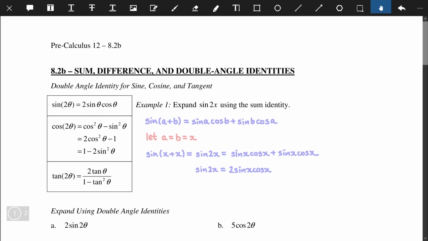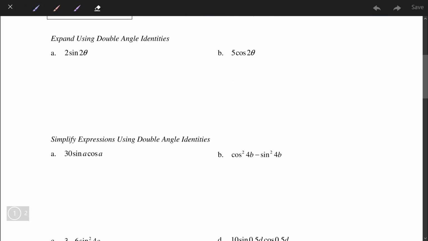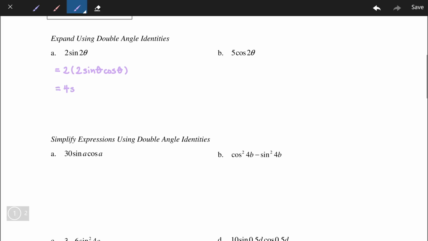So the idea for today is to apply these identities to simplify some, or in some cases expand trigonometric expressions. So for example, here we have 2 sine 2 theta. We know that this is equal to 2, and then instead of sine 2 theta, we can have 2 sine theta cosine theta. And so this will be 2 times 2 is 4, so equivalent to 4 sine theta cosine theta.